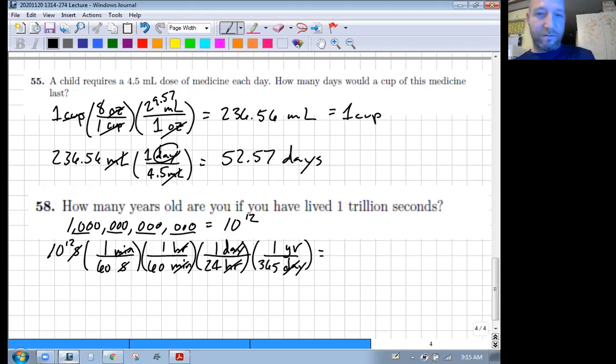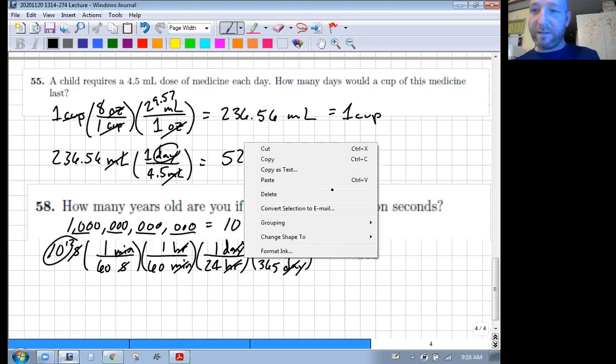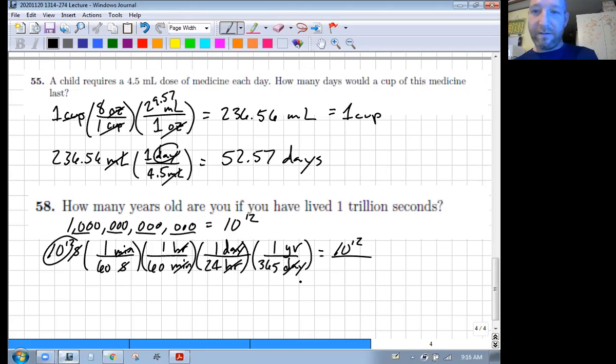So what do I have here? I have 10 to the 12th times 1 over all of this. So basically divided by 60 times 60 times 24 times 365. I don't know if I can fit this into my calculator. Let's see. 1, 2, 3, 4, 5, 6, 7, 8, 9, 10, 11, 12.